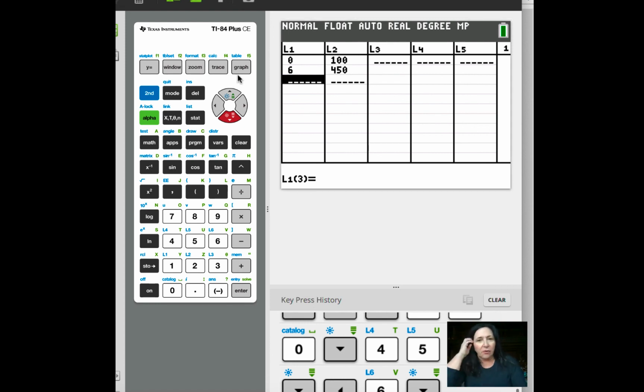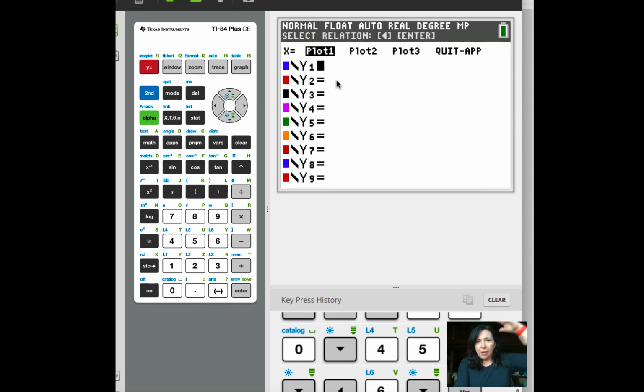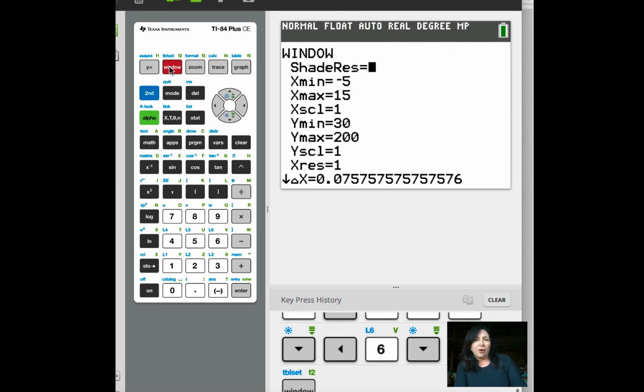So don't just hit graph, because remember, you want to go to y equals first. Make sure that plot up on top is actually highlighted. And if it's not, then you have to highlight that, because you're plotting the points that you typed in. That's what you have to make sure that's highlighted. Secondly, we need to go to the window, because I still have the window from the last problem.